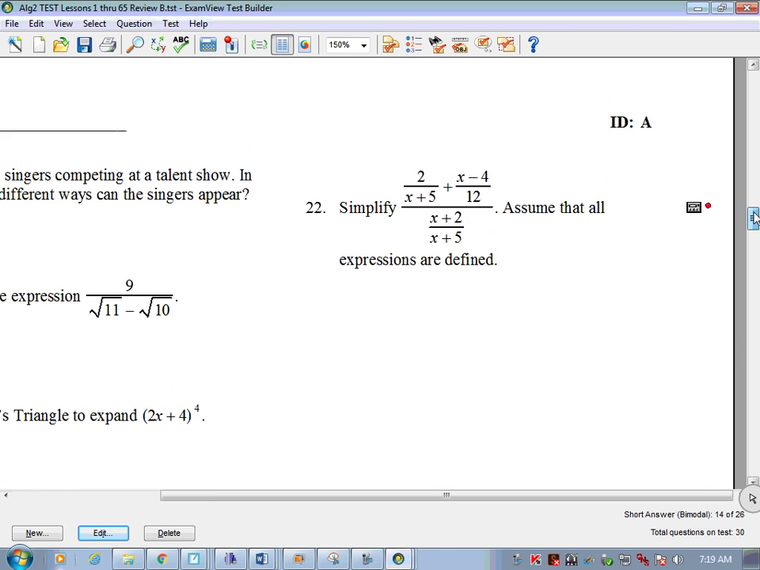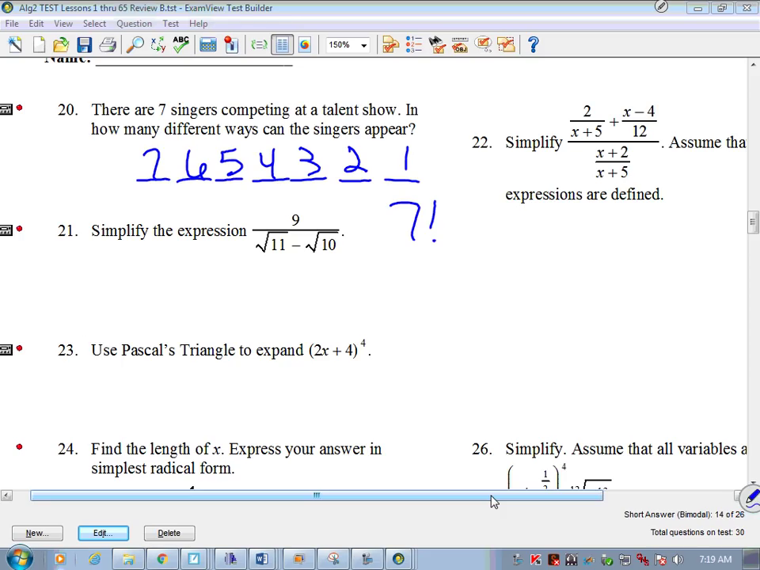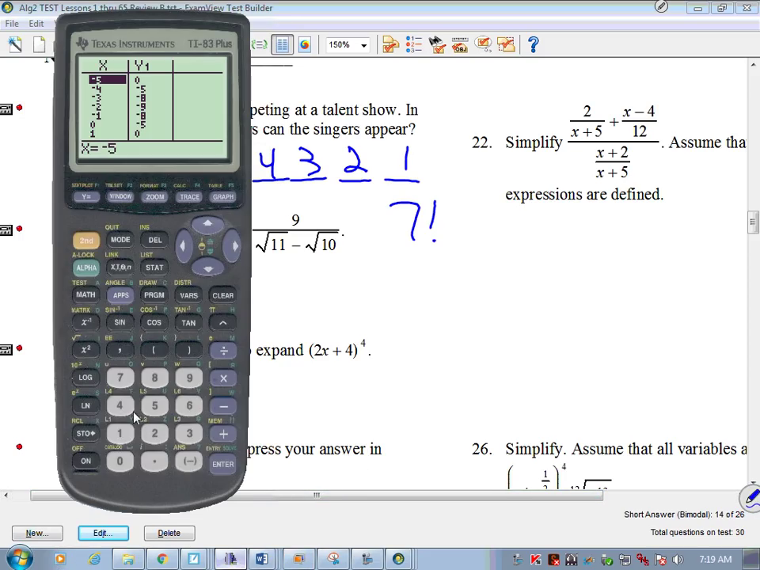Okay, 20. There are 7 singers competing in a talent show, and how many different ways can the singers appear? Essentially, because 7 singers, it's going all the way on down the line. You got 7, 6, 5, 4, 3, 2, and 1, which is the same thing as 7 factorial. So 7 factorial in your calculator looks like this. 7, math, probability. Go down to number 4, factorial, hit enter, and it's 5,040.